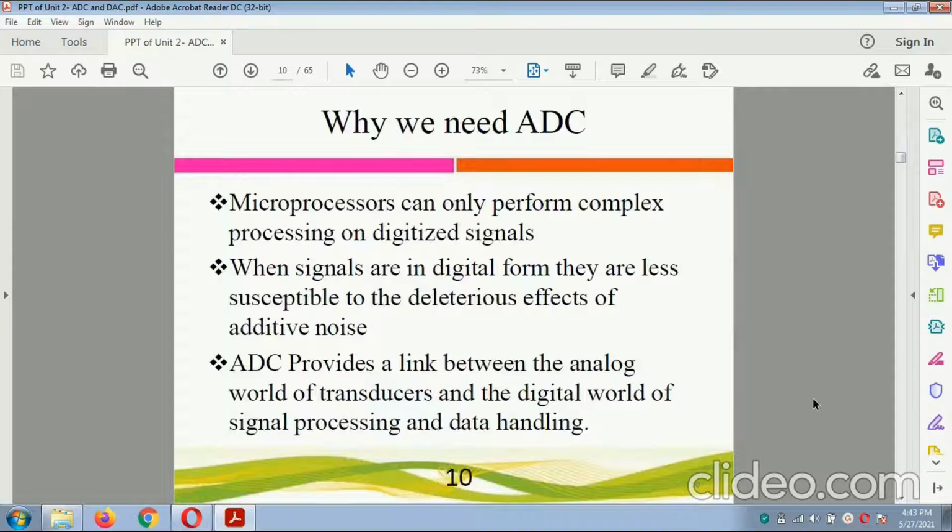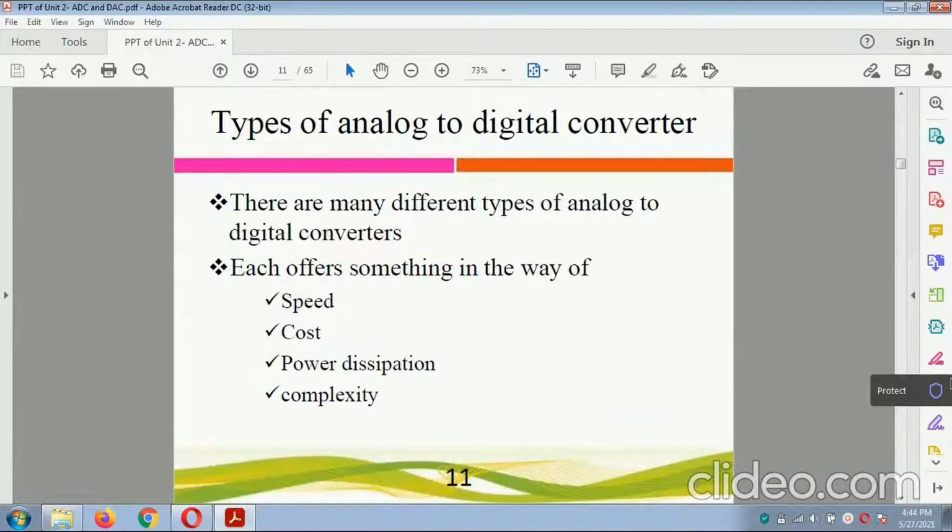Why is there a need for ADC? The microprocessor can only perform complex processing on digital signals. When the signals are in digital form, they are less susceptible to the deleterious effect of additive noise. The ADC provides a link between the analog world of transducers and the digital world of signal processing and data handling.